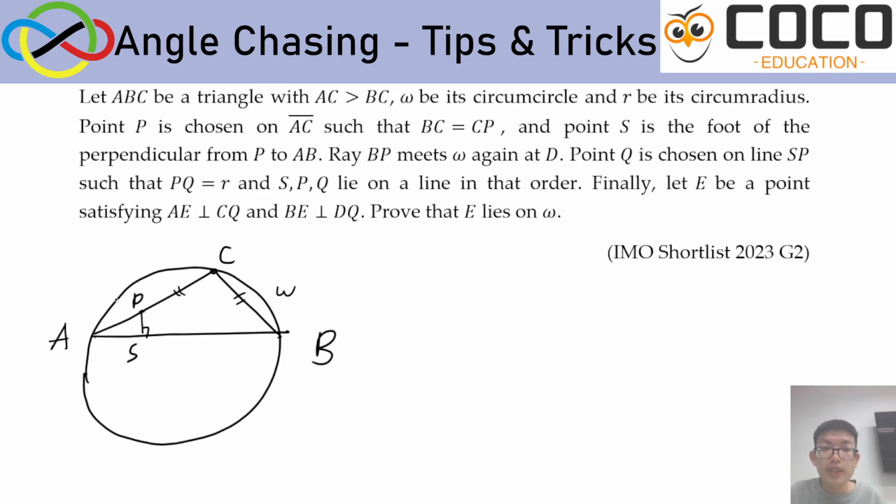Ray BP hits omega again at D. Q is chosen on line SP such that PQ equals R, and S, P, Q lie on a line in that order. So this extends out by roughly something that makes PQ look like the radius. So I think somewhere about that maybe, oops, I called R, I meant Q. So PQ is R, where R is the radius, and then E is a point satisfying AE is perpendicular to CQ.